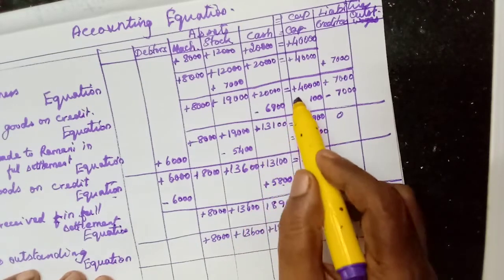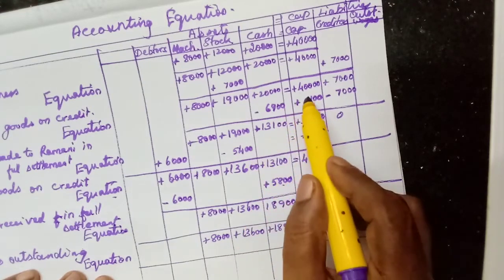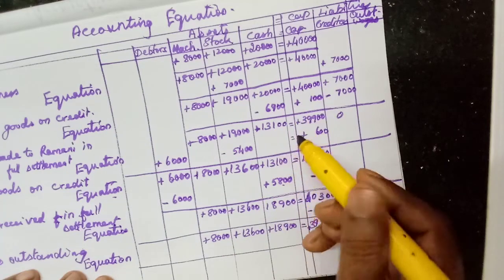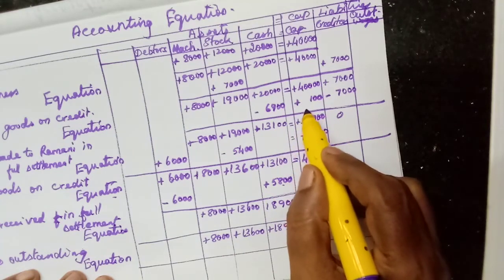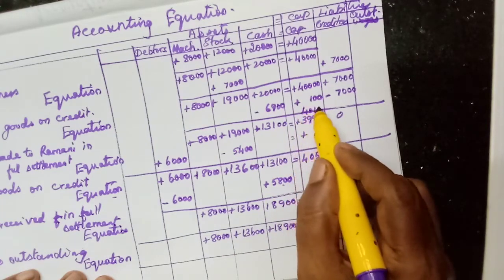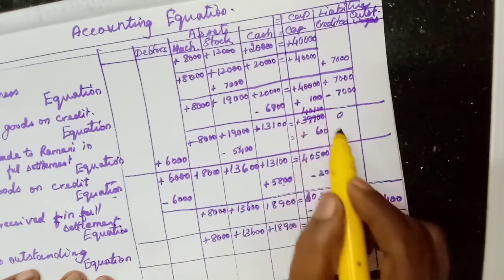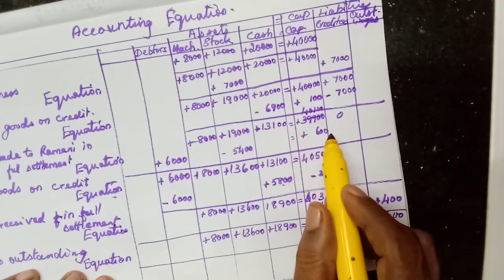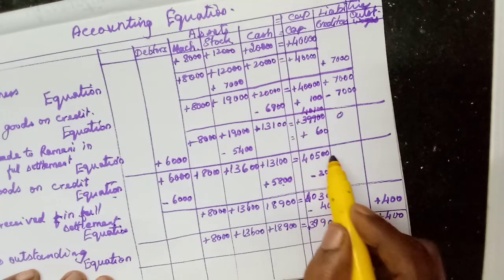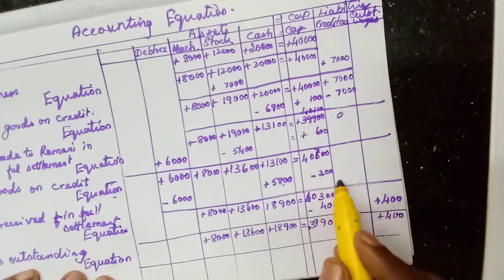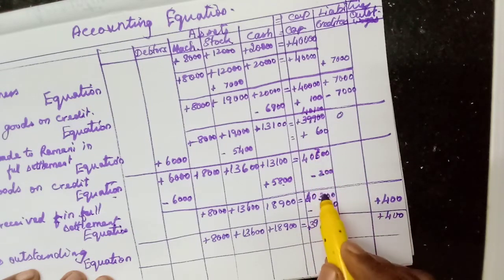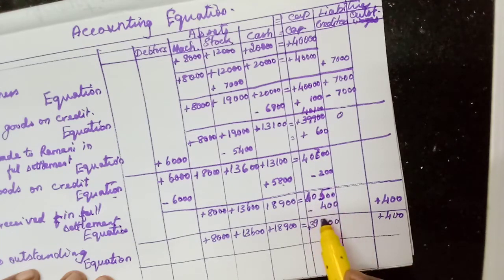Sorry students, here I have made one mistake, you see. 40,000 plus 100, so here 40,100 we will get, isn't it? Then plus 6, 40,700. Minus 2, 40,500, isn't it? So 40,500 minus 4, we will get 40,100.